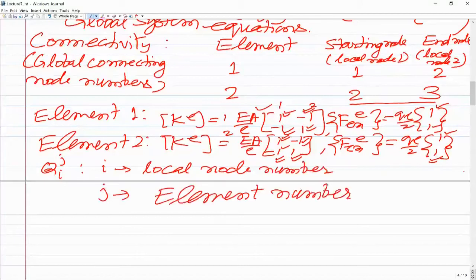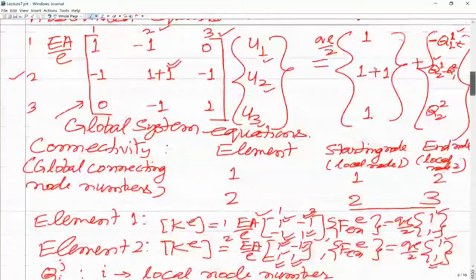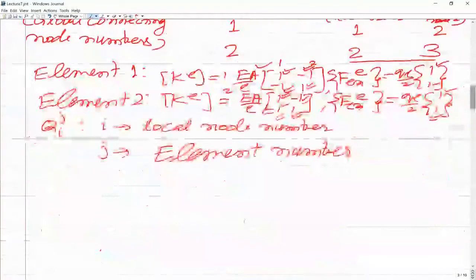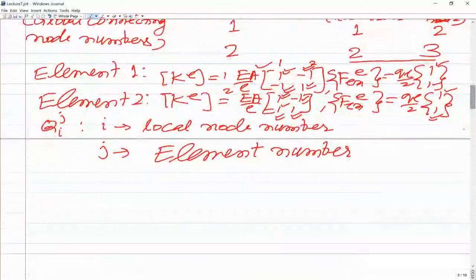Once we have assembled these system equations, the next step is the imposition of boundary conditions and then the solution, because we still have not got the solution. We have to solve these equations, basically these three equations. Before we can solve them, we need to impose the boundary conditions. So next we talk of the boundary conditions.